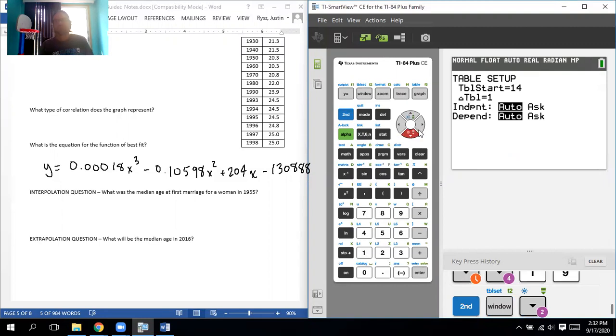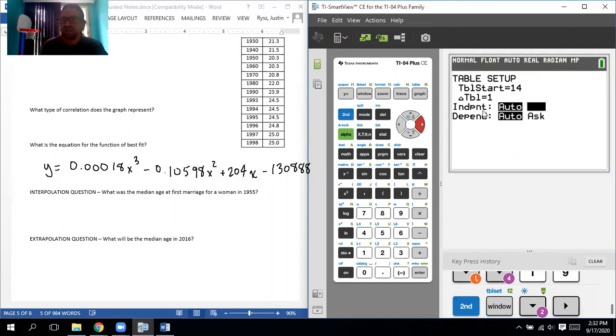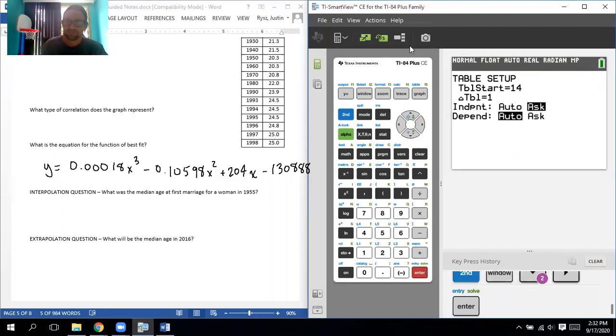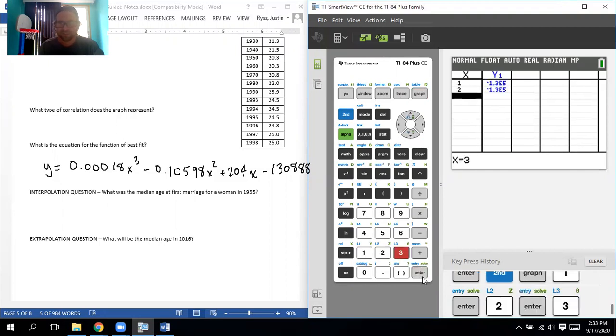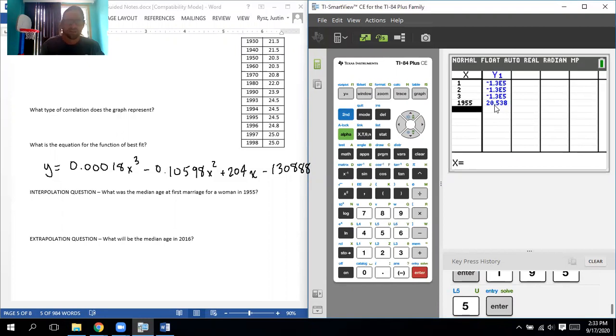And I think this would be a good thing for you to always do. Make your independent variable on ask. What that will do to your table now, it leaves it blank, but it allows you to type in your X numbers. So I could type in 1, I could type in 2, and it'll tell me the answer. But right here, I'm going to type in 1955. It's going to plug that number into the formula and do the math for me. And we would get an answer of 20.5. Yeah, we can just say 20.5.